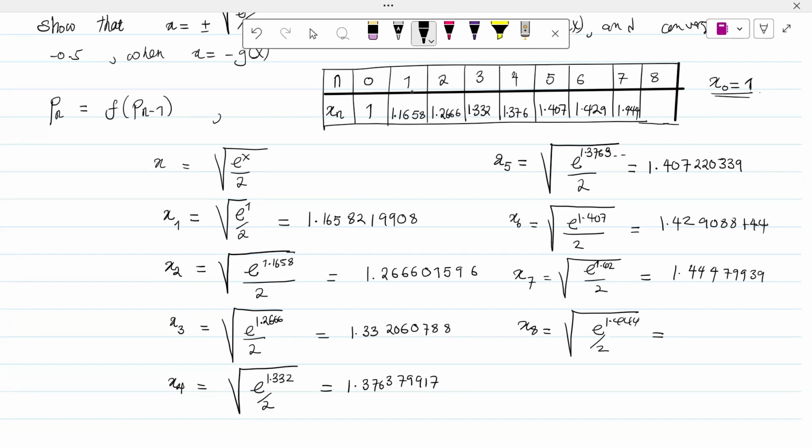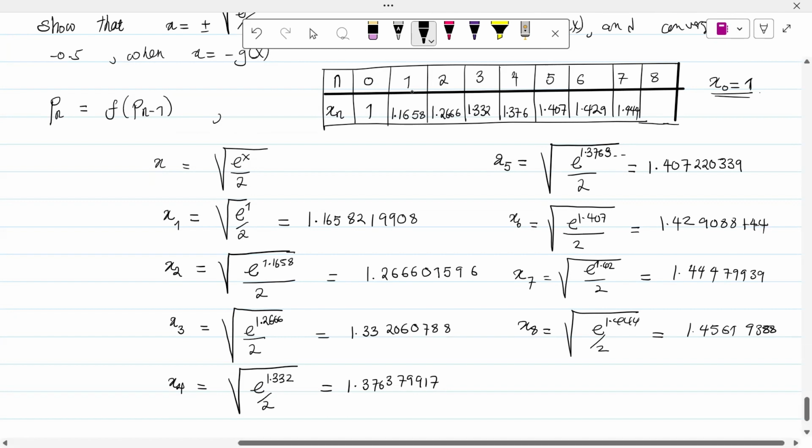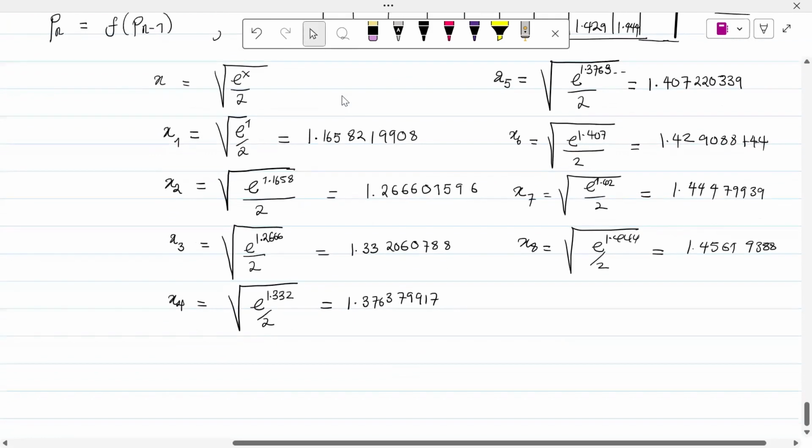So what do you get here? 1.4561 93887. Okay, so you can continue. Now, we're going to approach this value from one side. What if we try to approach it from the other side?